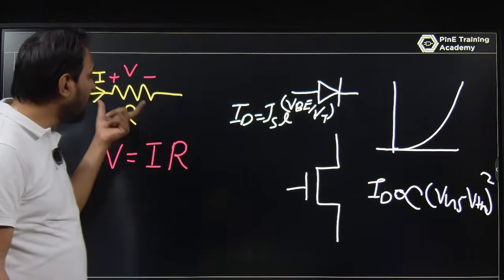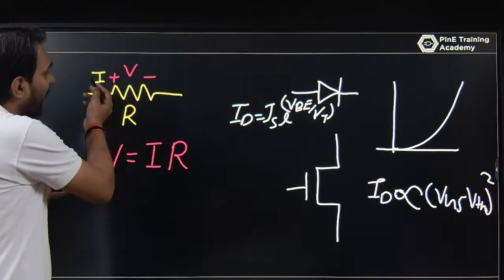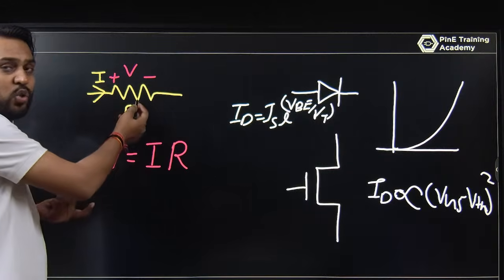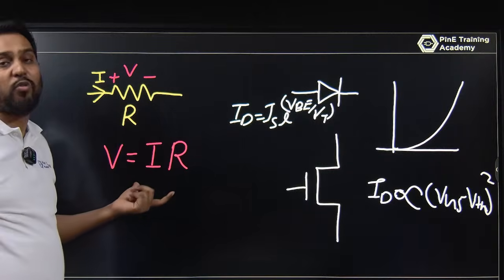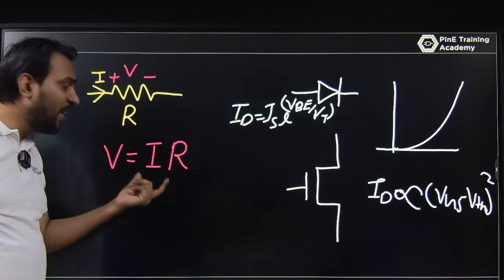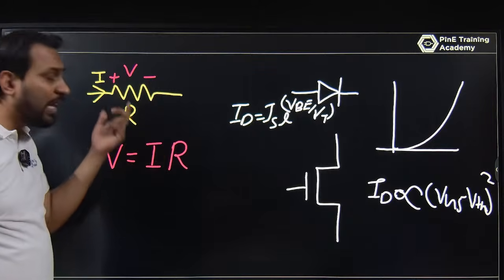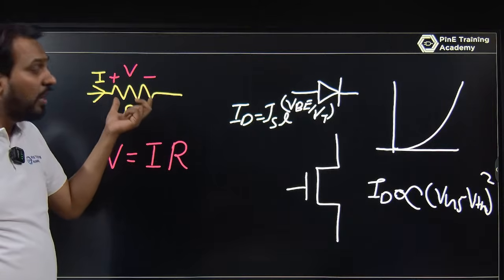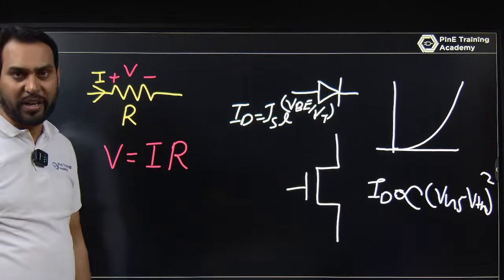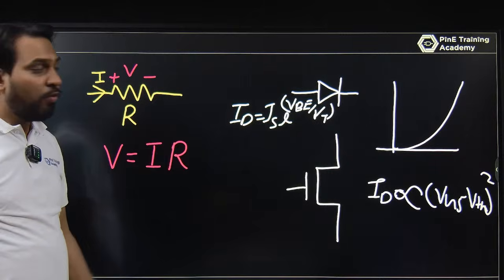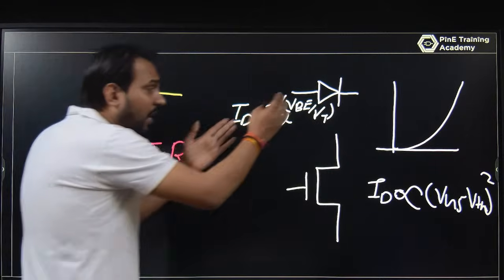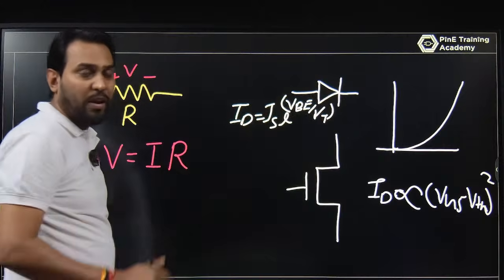But if I am talking about a linear circuit, where the current is 2 ampere and the resistance is 2 ohms, then 2 into 2 is 4 volt. That is a linear path. So for analysis and calculation, linear is very easy compared to a non-linear circuit. So what we are doing is converting a non-linear circuit into a linear form.